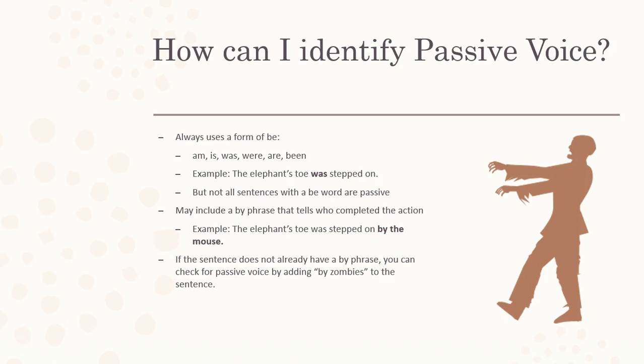If not, you can check for passive voice by adding the phrase by zombies at the end. If the sentence makes sense when you add this phrase, then the sentence is passive. For example, I could say, the elephant's toe was stepped on by zombies.